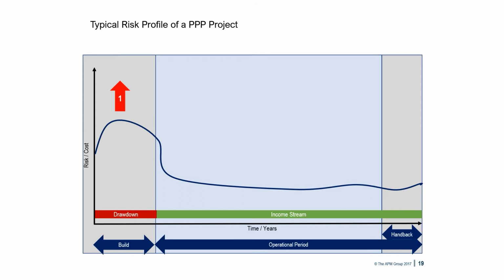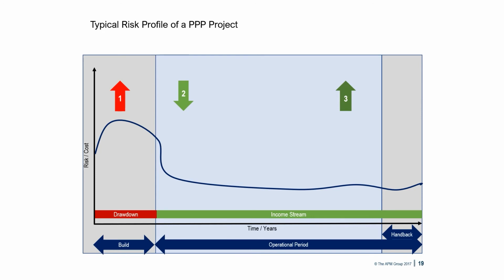That's the period during which the SPV will be drawing down its loan from the bank in order to pay its building contractor. Then we move into the operational period, when the risk falls dramatically. Although initially there might be some additional level of risk associated with setting up the services, with setting up the systems associated with the delivery of the contract.